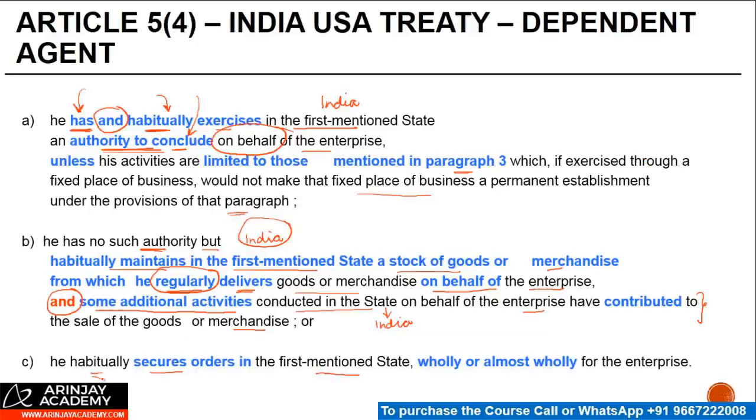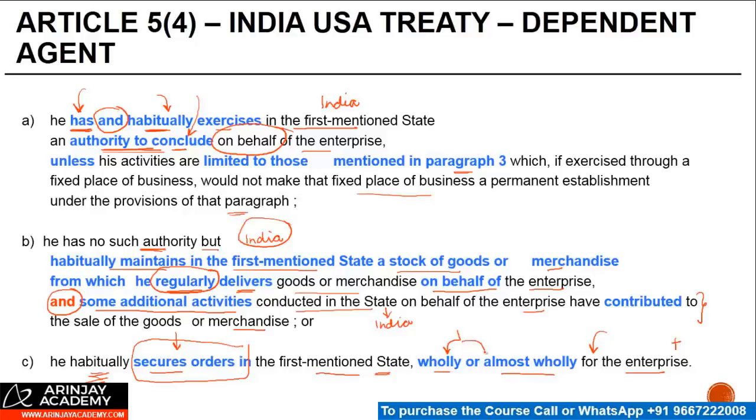And then the last one, he habitually secures order in the first mentioned state wholly or almost wholly for the enterprise. Now, when you say secure order, while in this particular treaty it is said that it has to be for the enterprise, in some treaty you may find that the reference is to enterprise plus other companies which might be under common control or which are controlled by this enterprise, or maybe a parent of this enterprise, right? The order securing has to be done on a habitual basis, systematic basis, not a one-off transaction, right?